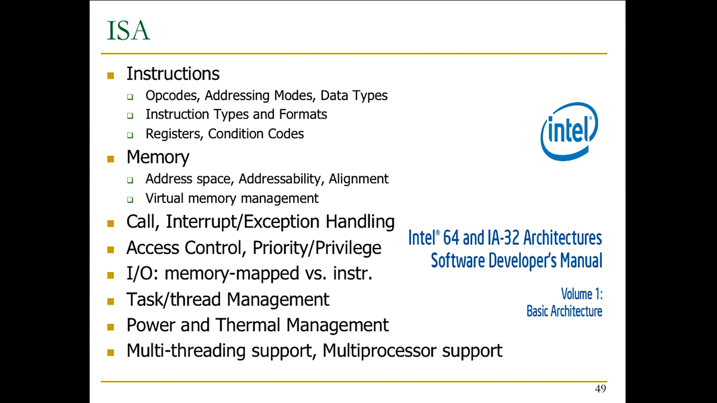Okay, so what is ISA? You can take a look at this. It's actually anything that's exposed to the programmer in this manual. That's another definition of the ISA, because this is really the contract, right? This is probably an older version of Intel's manual. It includes instructions, opcodes, addressing modes, data types, instruction types, formats, registers, condition codes, things about memory, how virtual memory is organized, address space, addressability, alignment, interrupt and exception handling.